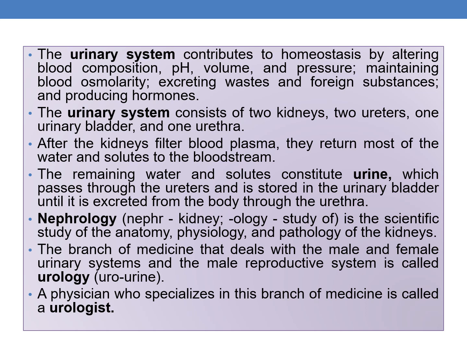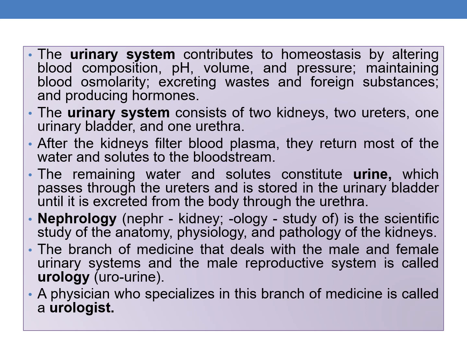The parts of the urinary system are: the urinary system consists of two kidneys, two ureters, one urinary bladder and one urethra. After the kidneys filter the blood plasma, they return most of the water and solutes to the bloodstream. The remaining water and solutes constitute urine, which passes through the ureters and is stored in the urinary bladder until it is excreted from the body through the urethra.